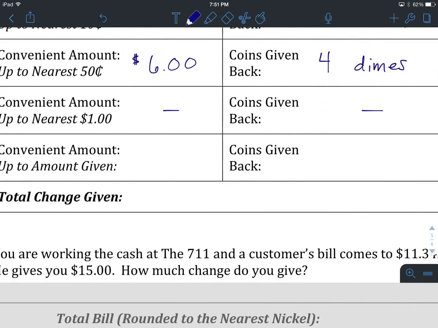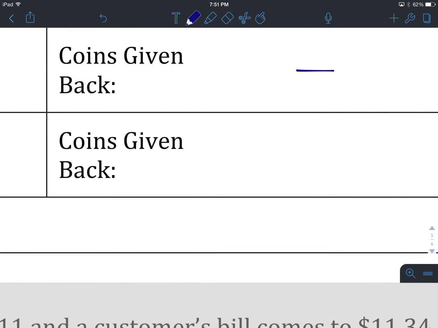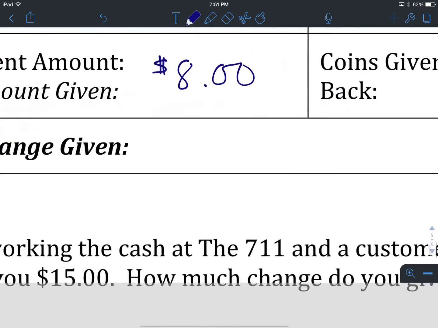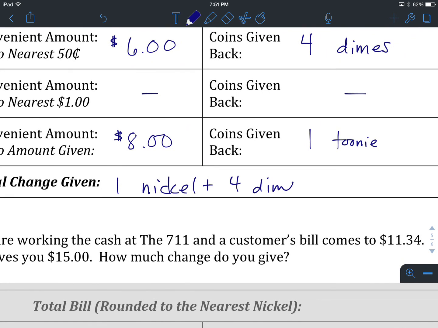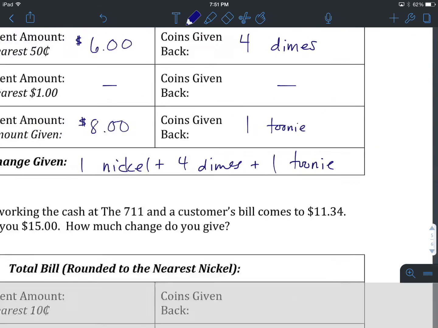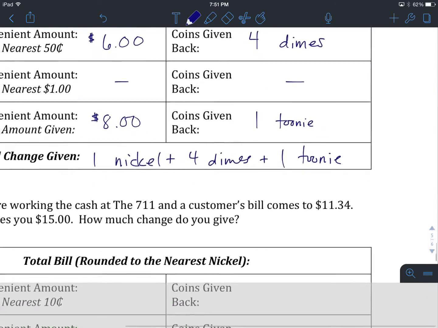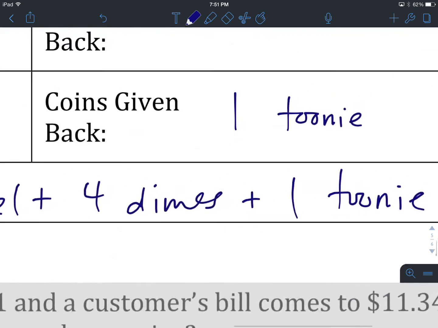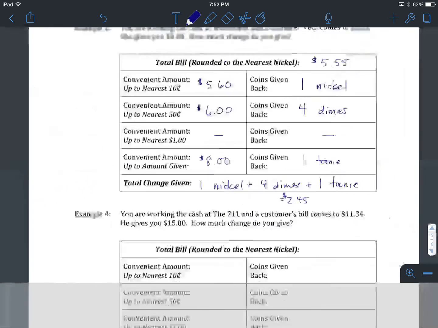And then our customer gave us $8, and to get from $6 to $8, we give our customer 1 toonie, which we tally up. 1 nickel plus 4 dimes plus 1 toonie. And when we add those together, 1 toonie is $2, plus 4 dimes is 40 cents, and 1 nickel, 45 cents. So we have a total of $2.45 going back to our customer.